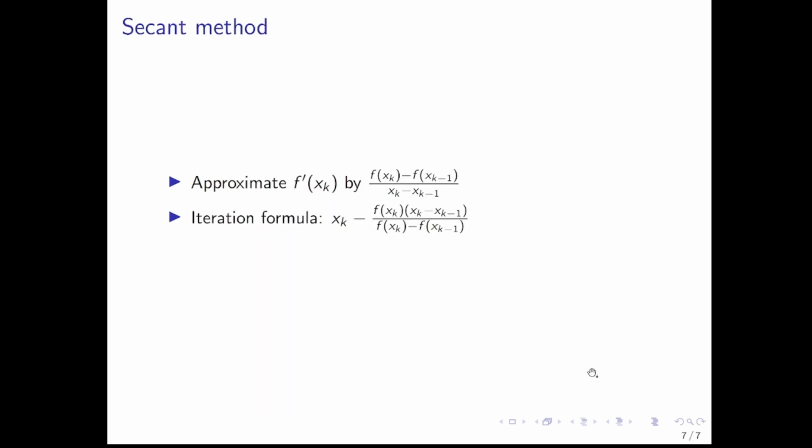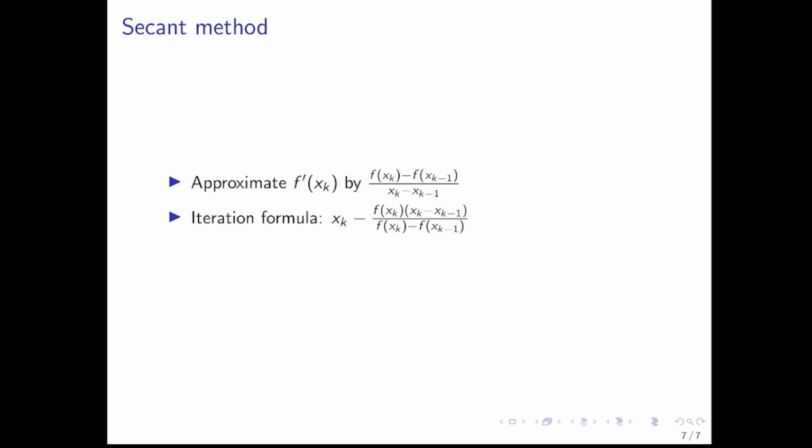Finally, we introduced the secant method. Because for Newton's method, we need the information of the derivative, but usually we cannot directly obtain the derivative of a function. Therefore, we can try to approximate the derivative by the slope of the secant line, (f(xk) minus f(x(k-1))) divided by (xk minus x(k-1)). So in this case, the iteration formula is x(k+1) equals xk minus f(xk) times (xk minus x(k-1)) divided by (f(xk) minus f(x(k-1))).